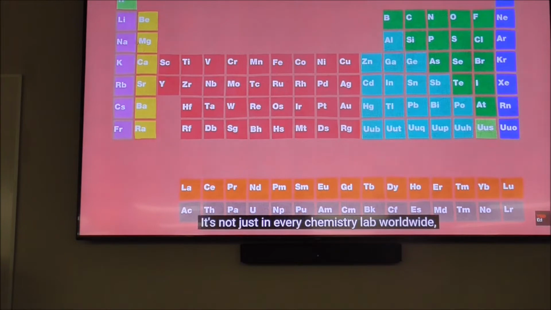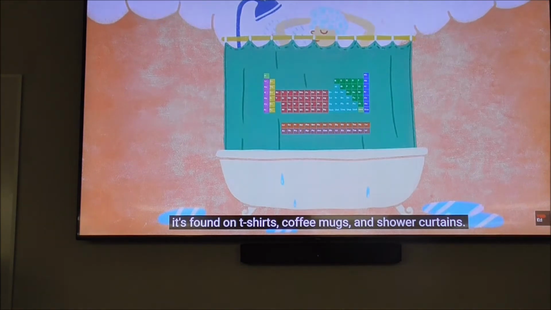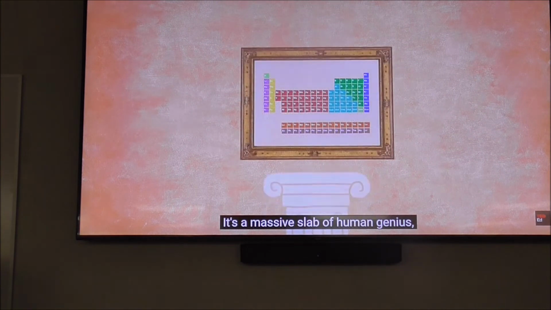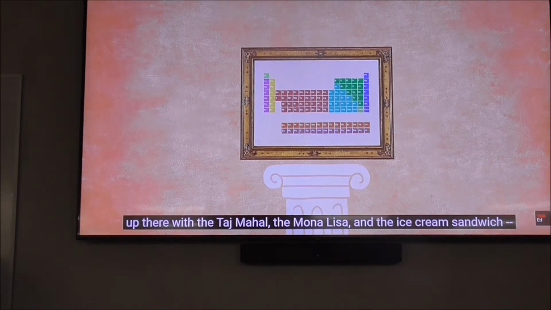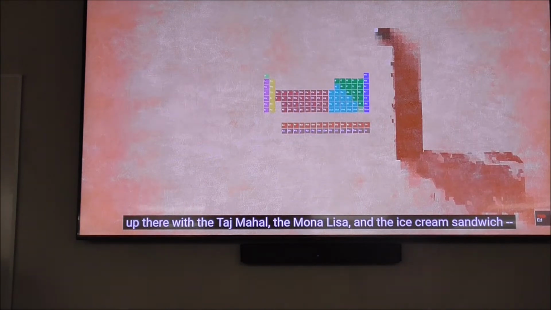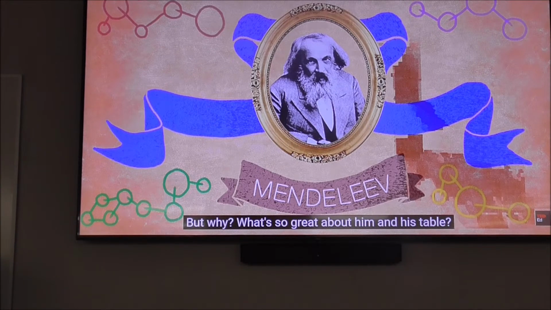It's recognizable. It's not just in every chemistry lab worldwide. It's found on t-shirts, coffee mugs, and shower curtains. But the periodic table isn't just another trendy icon. It's a massive slab of human genius, up there with the Taj Mahal, the Mona Lisa, and the ice cream sandwich. And the table's creator, Dmitry Mendeleev, is a bona fide Science Hall of Famer. But why? What's so great about him and his table?